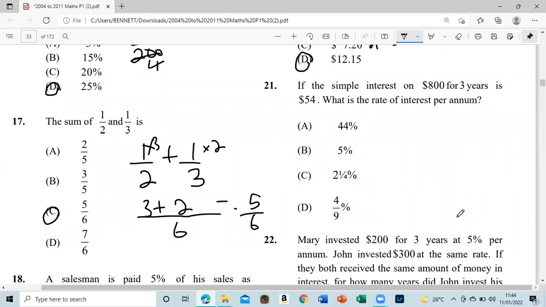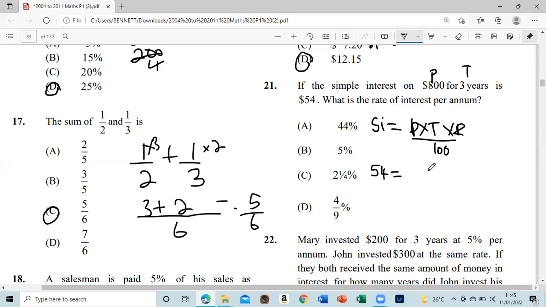If the simple interest on $800 for 3 years is $54, what is the rate of interest per annum? With math, always go back to what you know. Simple interest is equal to P times T times R over 100, because R gives us the rate as a percentage. We already have the simple interest to be 54, so now we put in the rest. We have the principal and the time, and we are looking for R.